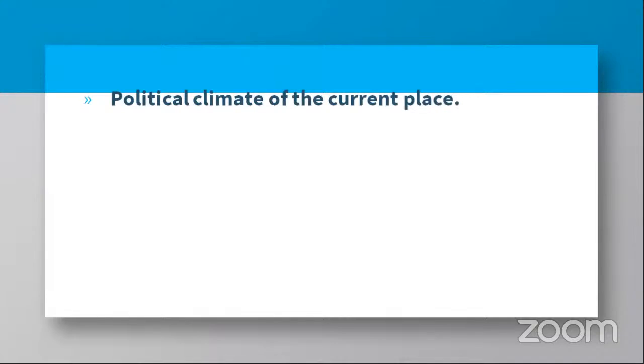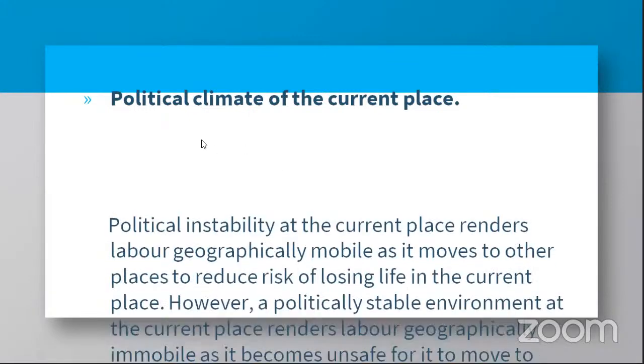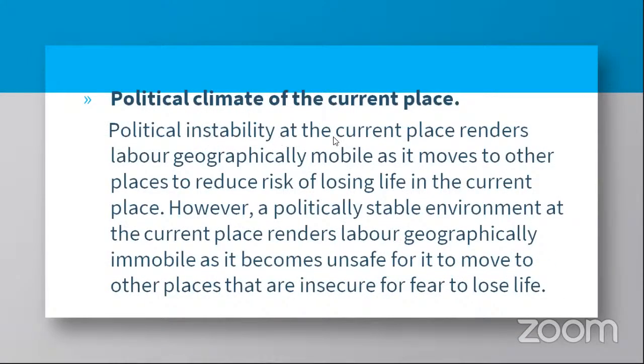then we have this one here, political climate. Remember the other time when we were looking at causes, we said political insecurity. But here we're saying political climate. Our point is neutral, meaning that once the political climate is good, labor will not move, and once the political climate is not good, then labor will move to other areas. And it is what is in here. Political instability in the current place renders labor geographically mobile, as it moves to other places, it will reduce risk of losing life in the current place. However, a politically stable environment at the current place renders labor geographically immobile. I think you see the explanation. It is as easy and simple as that.